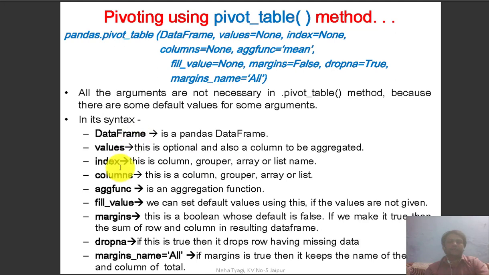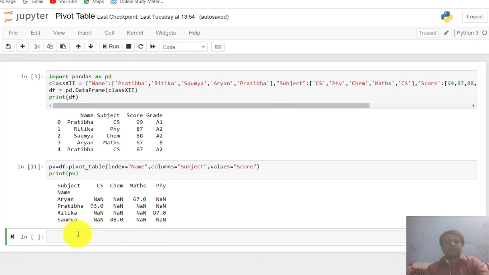So all arguments are not necessary in the pivot table methods because they can take the default value. So majorly we will use the aggregate function. In the aggregate function we can perform many types of operations. So here I am performing the aggregate function. You can see how we can perform the aggregate function and how we can use it in the pivot table.